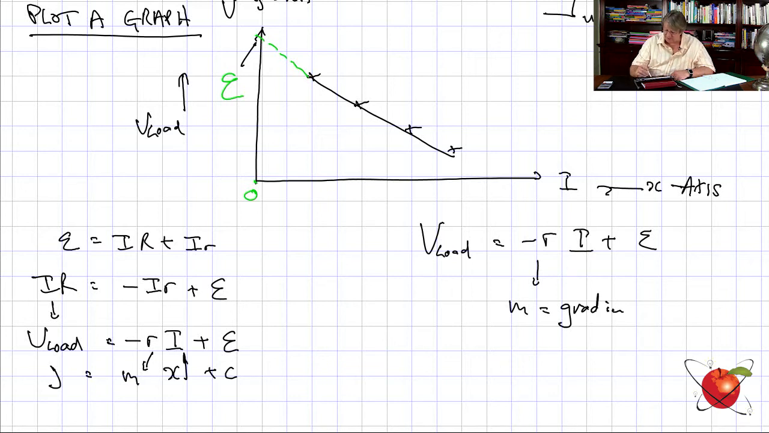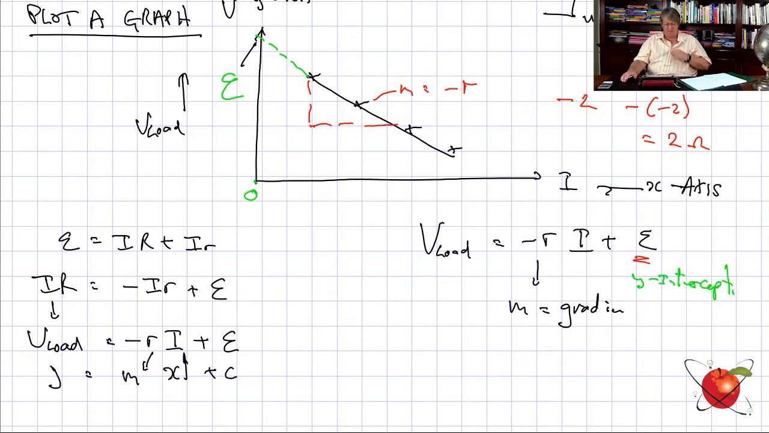So we come along and we read the gradient. And the gradient, m, is equal to minus r. So you will get a negative number. Let's say we get minus 2, and the gradient is minus r, so it's minus 2, which means 2 ohms is your internal resistance. And E over there is your y-intercept.